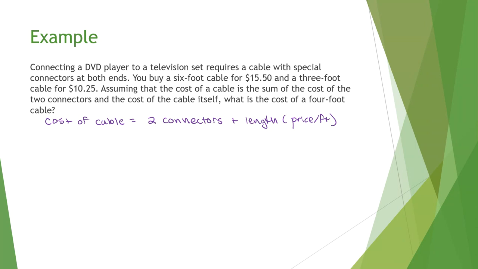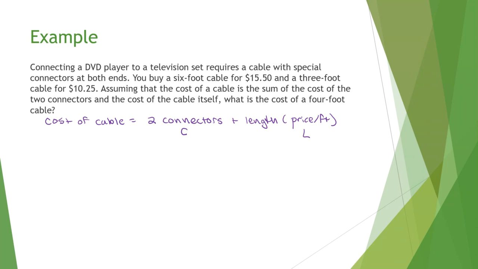Now, we're given 2 costs for cables, but we don't know how much a connector costs, and we don't know what the price per foot costs. So those are going to be our variables. So let's say connector is C, and then price per foot, let's just use L for the length for the cable. I would normally use C for cable, but that is also being used for connectors. So I'll just use L. And I'm using a capital L so that it doesn't look like a 1. And so that way my variables look pretty clear.